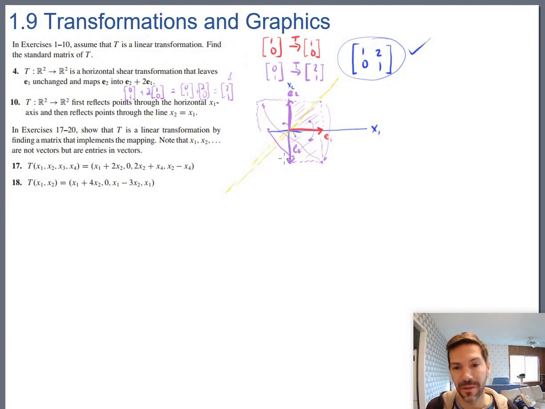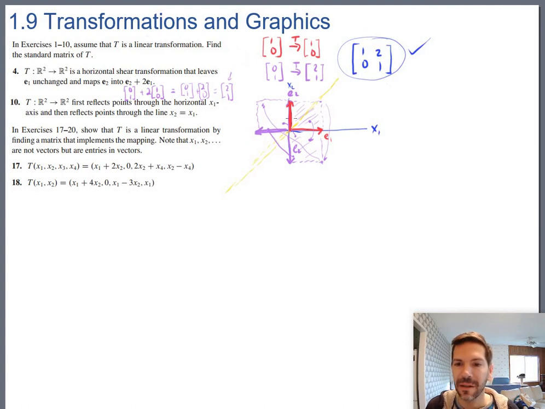And more to the point, E2 is going to reflect right here, and E1 is going to end up right there. So that's the ultimate image of E1 and E2. E1 ends up mapping onto the old E2, and E2 ends up mapping onto the negative of E1. We don't even need to say that.